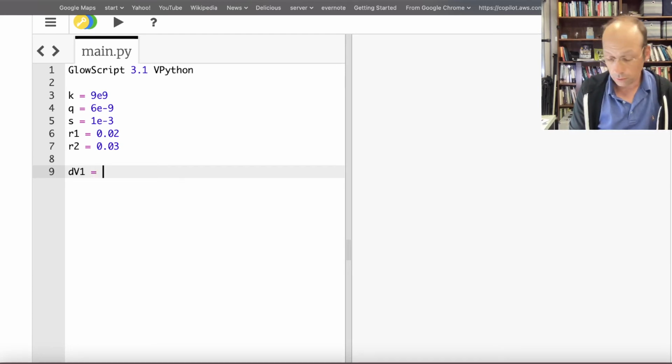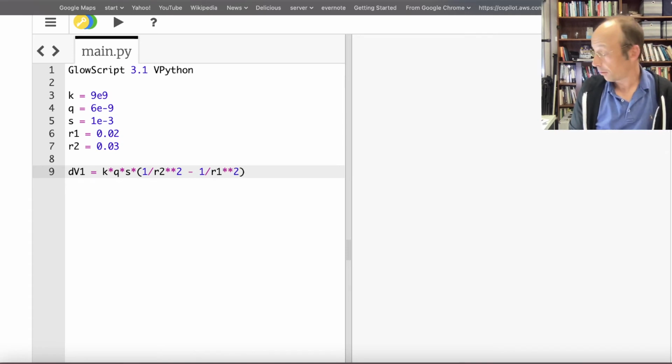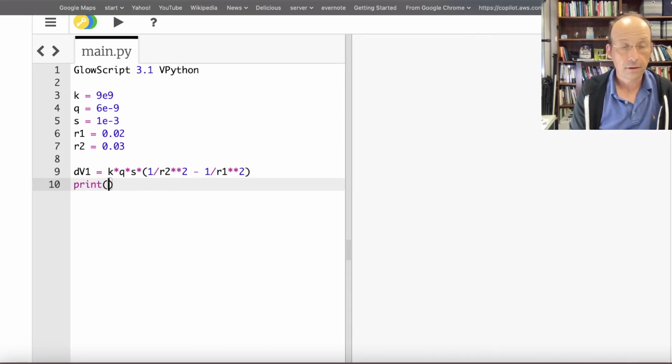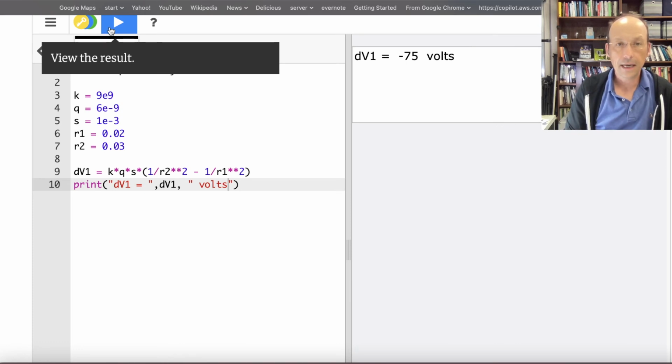It's going to be equal to K times Q times S times 1 divided by R2 squared minus 1 divided by R1 squared. I was looking at the units and thinking there's a problem, but I think there's not a problem. Let's just print this: dV1 equals dV1, and the units would be volts. I'm going to give you the code, don't worry about that. And it's negative.